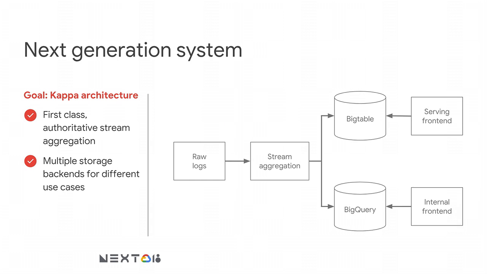So this is what we envision the future looks like. We want to build a Kappa architecture, a first-class authoritative stream aggregation system, with multiple storage backends that allow different use cases. As a quick walkthrough, we have the raw logs that are ingested by a stream aggregation system, and then we stream the aggregated data into BigQuery and BigTable. The BigTable data store is going to serve as the serving front end, very similar to our existing use case, where our advertisers will be getting served data from there at very low latency and high throughput.